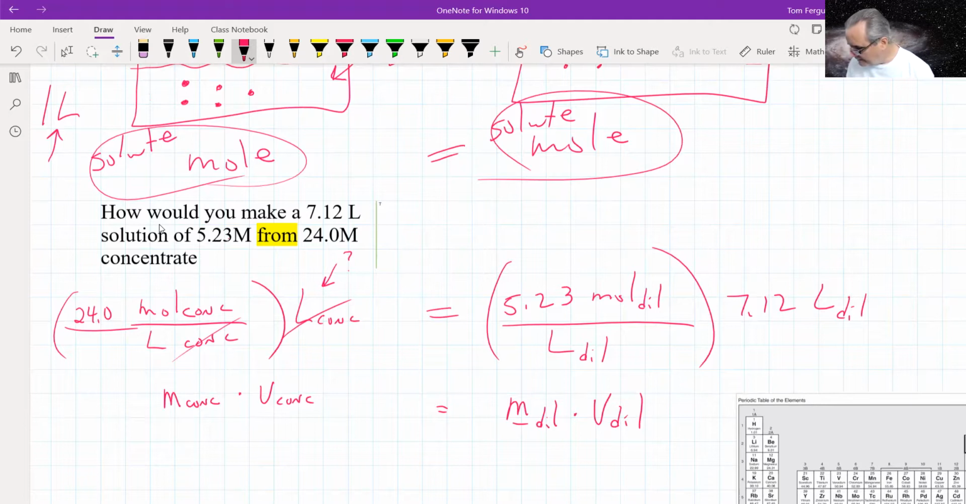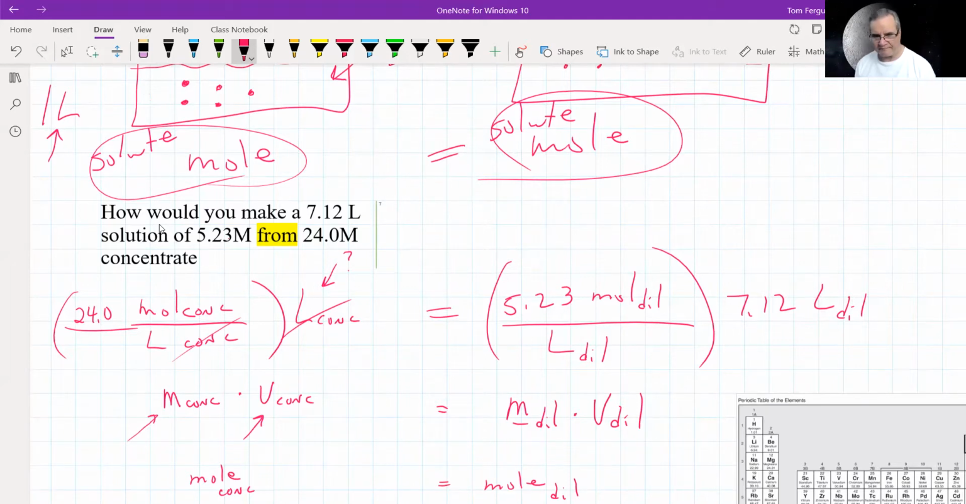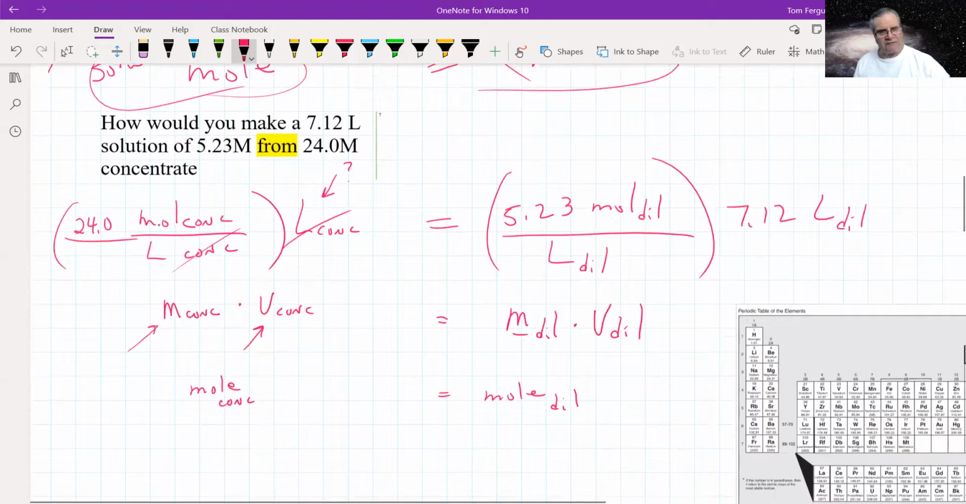So we have the concentration of the real concentrated liquid. We have the volume of the concentrated liquid. This gives us moles of the concentrated, which is equal to the moles of the dilute. So we have 4 variables. I gave you 3. You solve for the 4th one. So how would we do this then? We're going to solve for the volume of the concentrate. So how much of the 24 molar stuff do we add to make up a 5.23 molar solution at 7.12 liters?